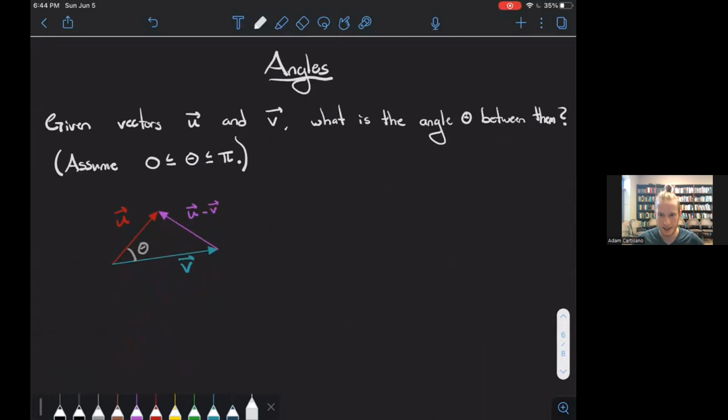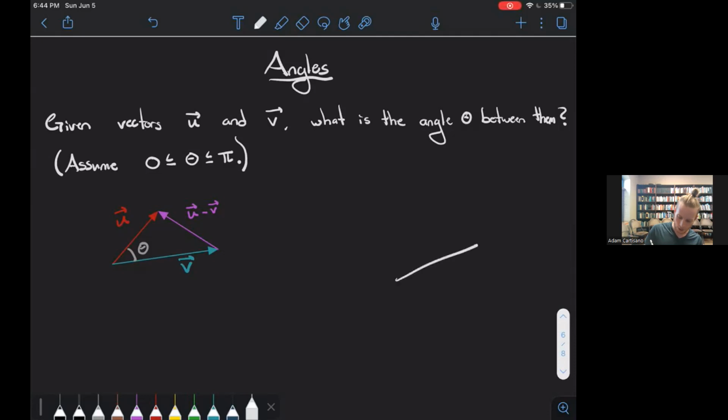Okay, angles. So the last topic that we wanted to talk about is, well, if you can compute the distance between two vectors, can you compute the angle between two vectors? Notice I've written in parentheses here. So what we'll do is we will label the angle theta, and we're going to assume that theta is between 0 and pi, so 0 and 180 degrees.